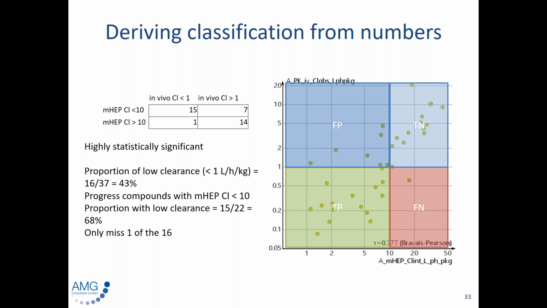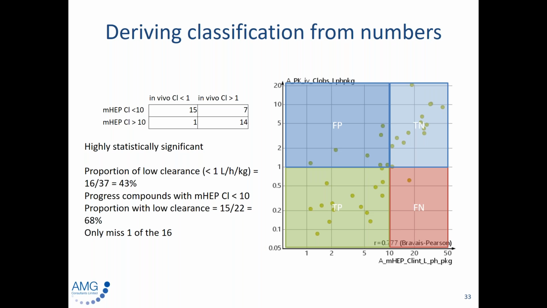Okay, so we can construct a truth table from this, or a confusion matrix if we want to, and it looks like this. We can do a statistical test of that as well if you want to, and in this case it's highly significant again, not surprising. And this tells you that in the total data set, 43% of the compounds are low clearance in vivo if we define it as less than 1 liter per hour per kilogram.